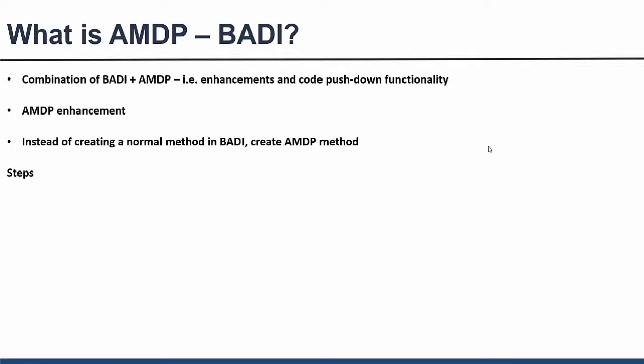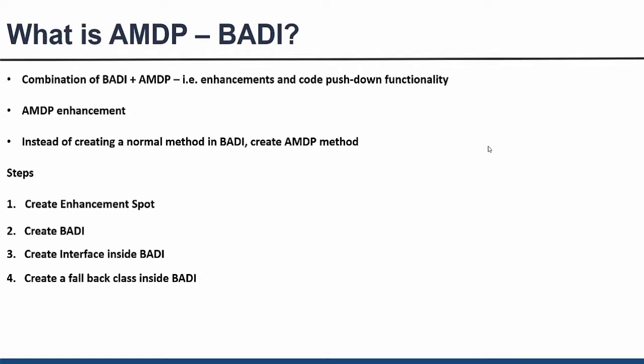So what are the steps to create AMDP BADI? First step is you need to create an enhancement spot, that is through the SE20 transaction. The next step is you create a BADI under the enhancement spot. Third step is you create an interface in that BADI, and within that interface you define your AMDP method.